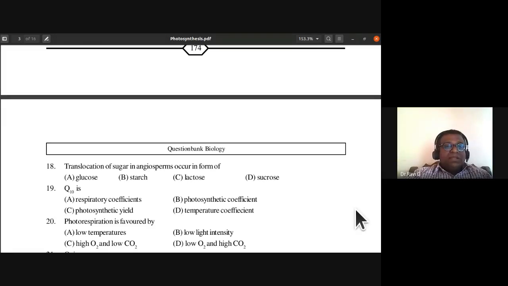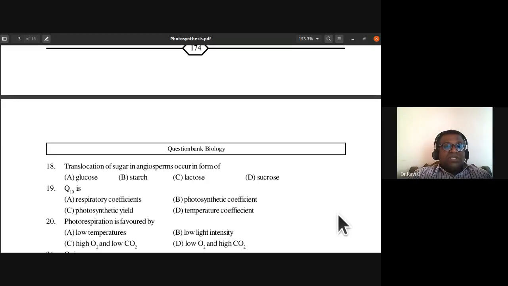See, Q10, what is it? 19th one. What does Q10 represent? Is it respiratory coefficient, photosynthetic coefficient, photosynthetic yield, or temperature coefficient? See, Q10 indicates temperature coefficient. So Q10 denotes temperature coefficient.